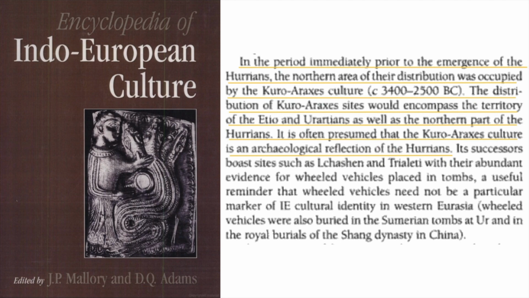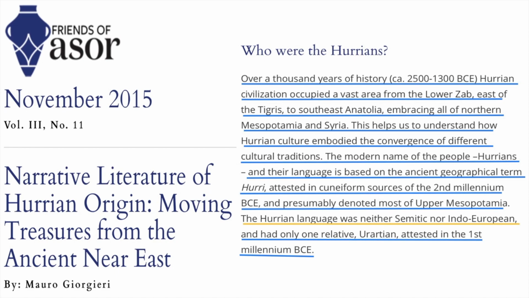Basically, these are Caucasian peoples, non-Semitic peoples. It says right here, the Hurrian language was neither Semitic nor Indo-European. I'm going to repeat that again. The Hurrian language was neither Semitic nor Indo-European, and it's these Hurrians who seem to have been an ancient population with more or less the original stock of haplogroup J. That's from Narrative Literature of Hurrian Origin, moving treasures from the ancient Near East.